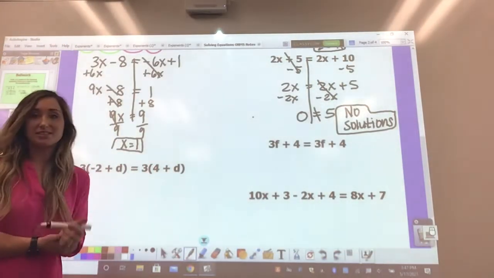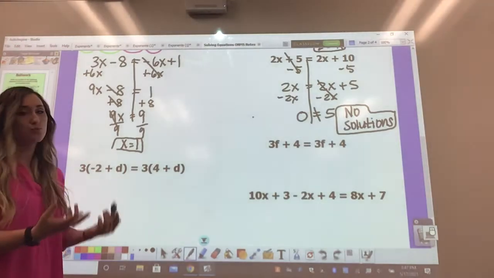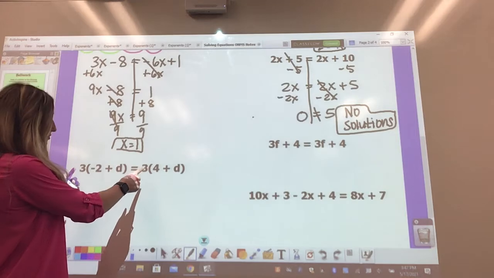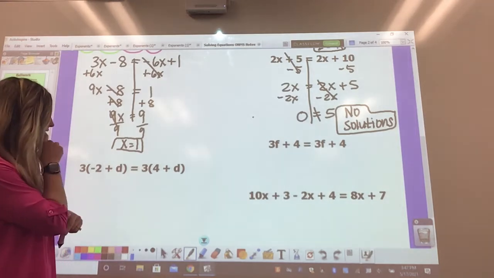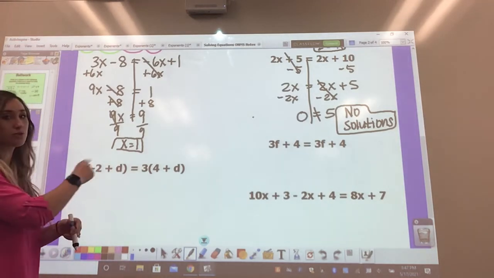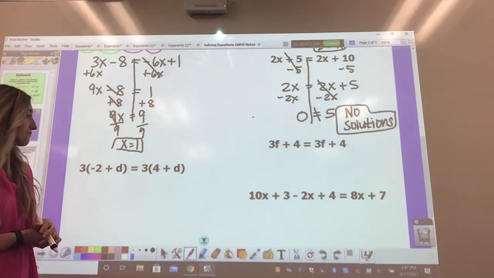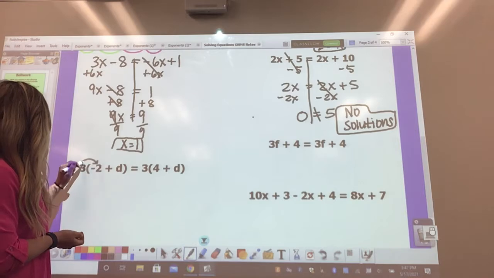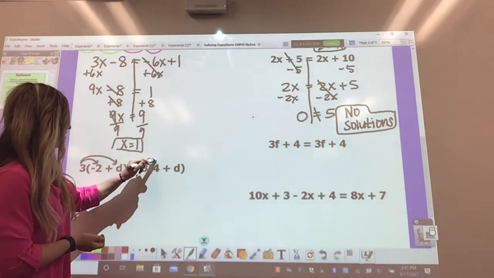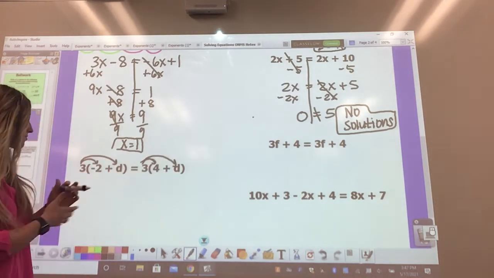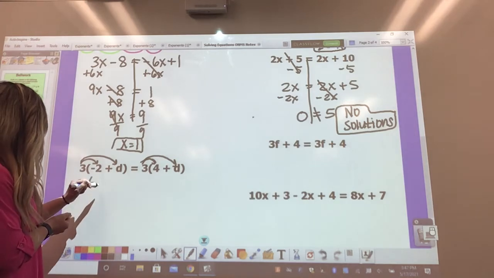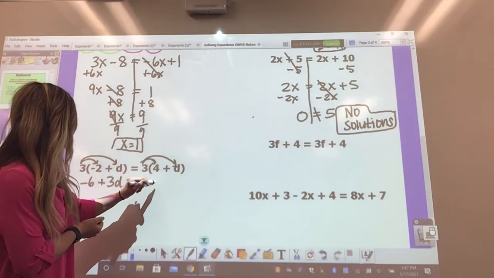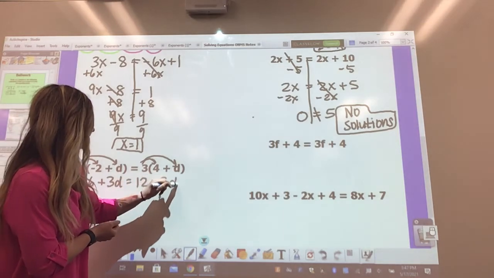We are moving on to this example where there's one of two ways to approach this. Both sides are being multiplied by 3, so you could divide both sides by 3, or you could distribute in the 3, which I think I'll do it that way. So if I distribute in the 3 on both sides, I'm kind of simplifying both sides, this becomes negative 6 plus 3d equals 12 plus 3d.